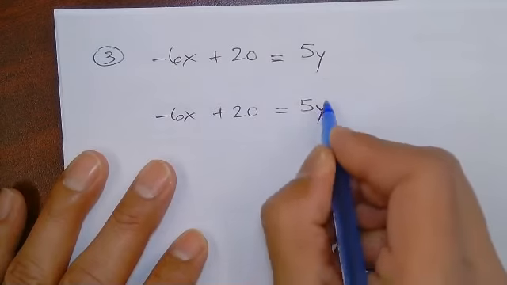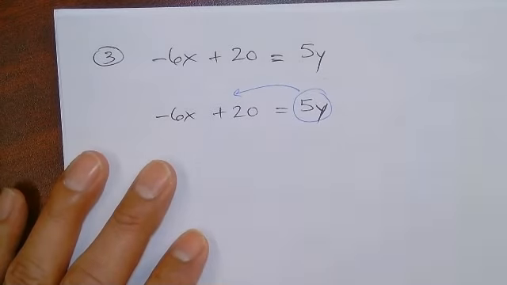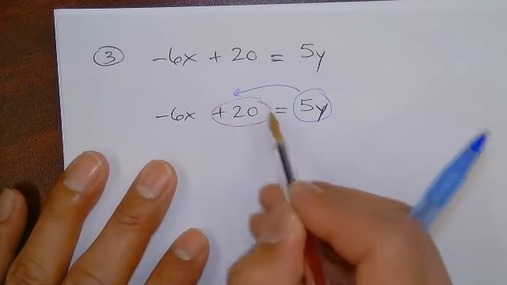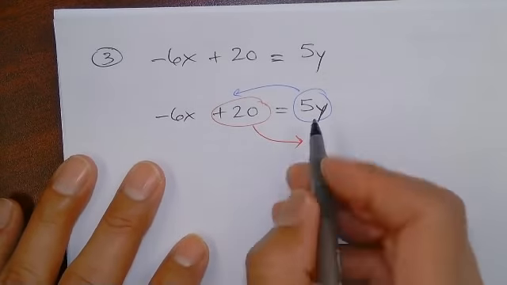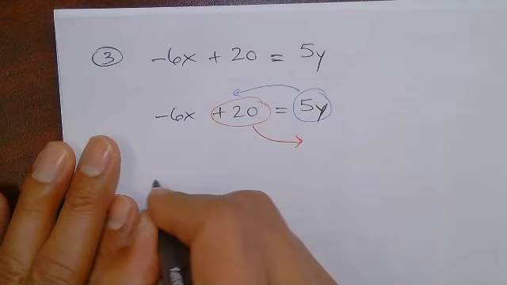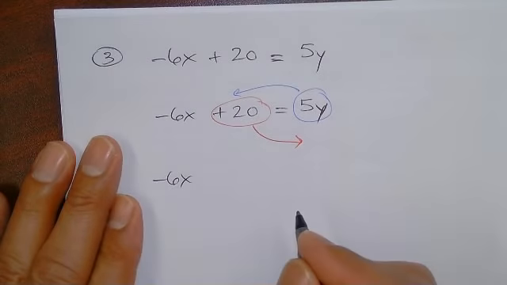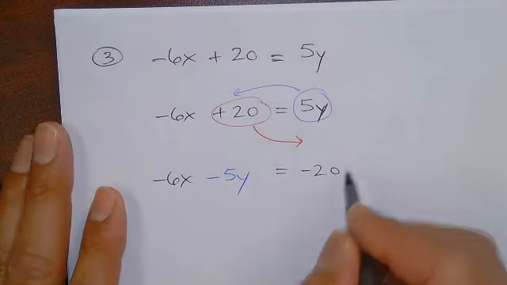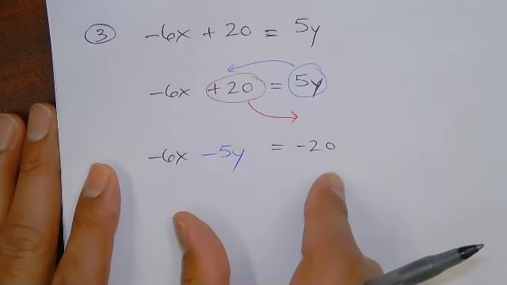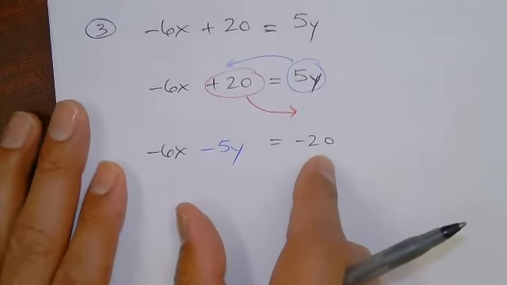5y. You want to move the 5y? Yes. This way? Yes. Okay, I'm going to go that way. And that's it? And then the 20 over there? Okay. Now there's a different way to do it, but that's cool. This is not wrong. I'll go with what you guys are talking about. Does everybody agree this is going to be negative 6x minus 5y equals negative 20? This is correct.